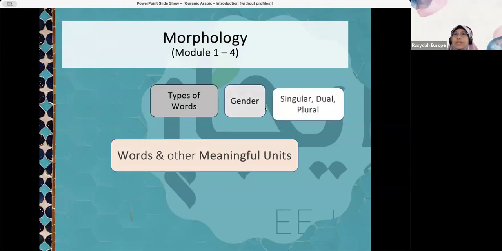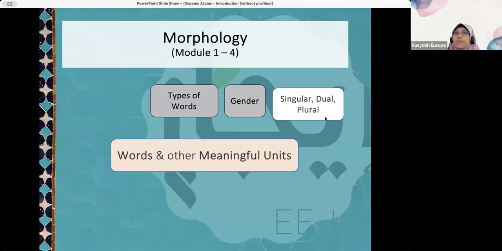So this is just to share some examples of the topics that we'll be covering in module 1 up to module 4 at the morphology level. We'll be learning about single, dual, and plural. We have singular and plural in English, and I think in Malay also, but we don't have dual. In Arabic, we have dual. So what are the signs? How do we know that a word is plural, or that it's dual?